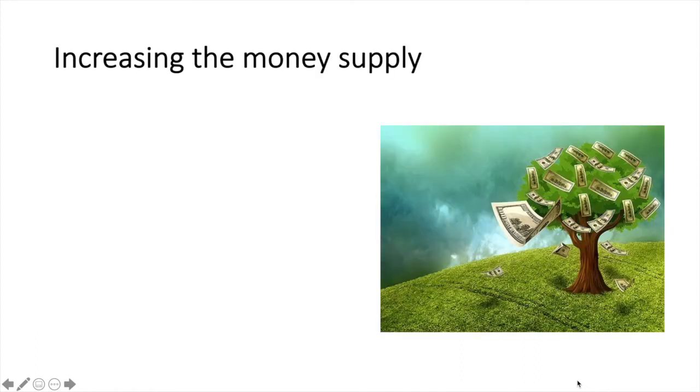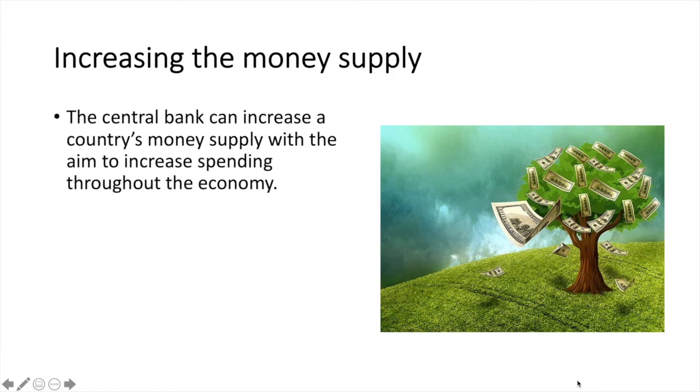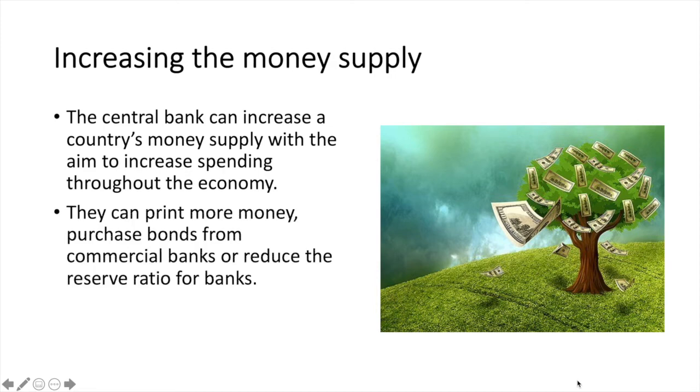Another monetary policy tool would be to increase the money supply. The central bank can increase a country's money supply with the aim to increase spending throughout the economy. They can print more money, purchase bonds from commercial banks, or reduce the reserve ratio for banks. All of these would potentially have the same effect, to allow banks to increase lending, which can mean higher levels of borrowing and spending and thus increased economic activity.